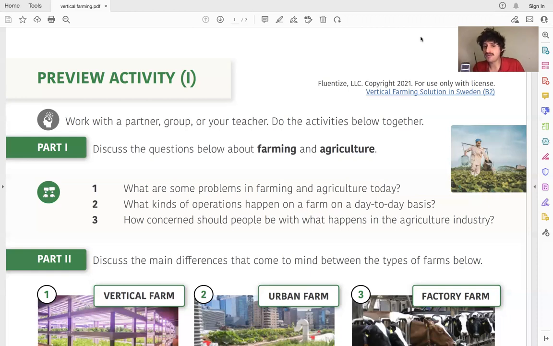All right. So what kinds of operations happen on a farm on a day-to-day basis? That's a great expression. You can use it in business. On a day-to-day basis. So what kinds of operations? All right. So we have some students here that might be able to answer this. What do people do every day? That's what kinds of operations means. That's a great way to ask what do you do? What kind of things does your business do? What kind of operations happen in your business on a day-to-day basis?